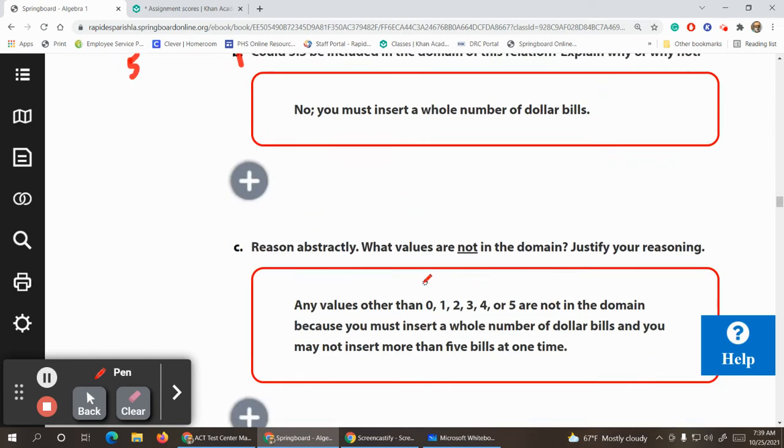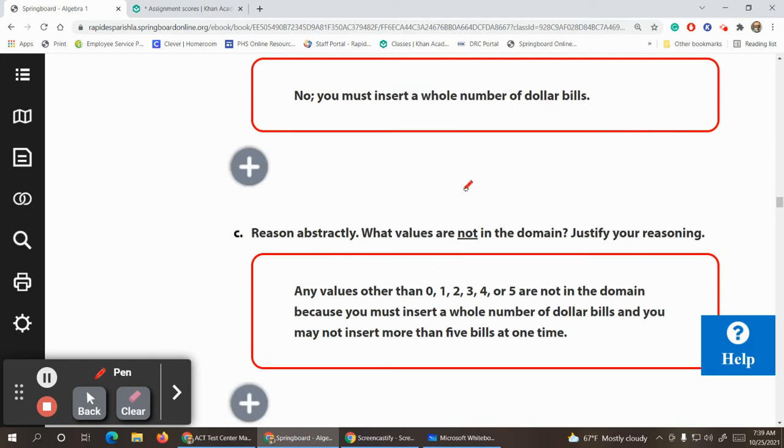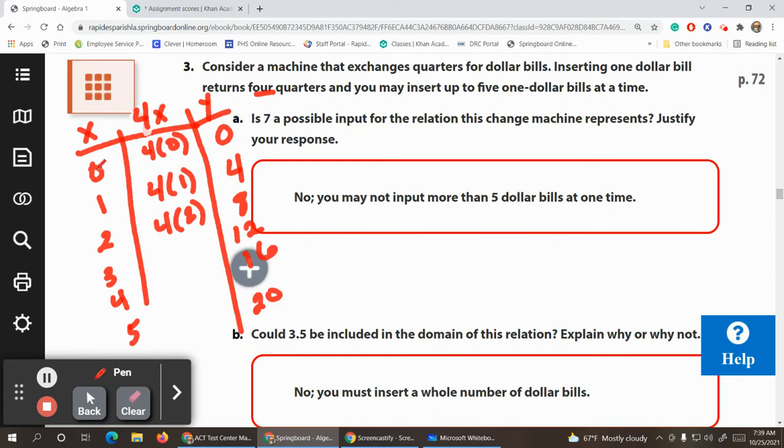All right, let's look at C. What values are not in the domain? Well, the values in the domain are 0, 1, 2, 3, 4, and 5. So what values are not in the domain? Anything above 5. Any number that's not 0, 1, 2, 3, 4, and 5.